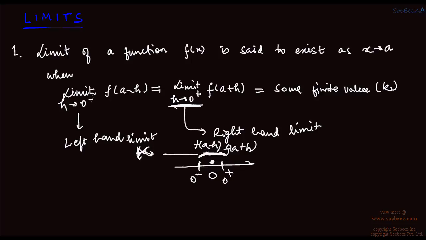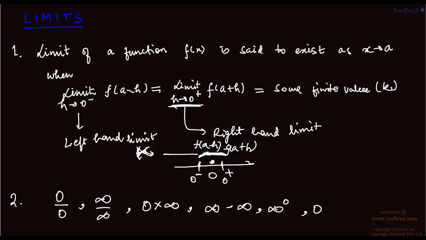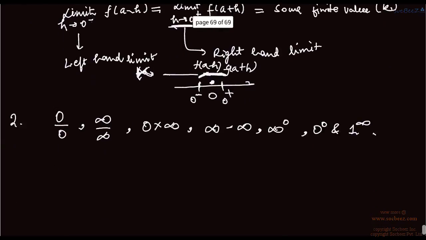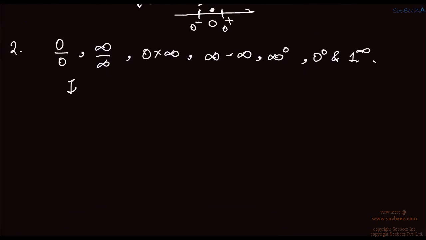Now, the second point is indeterminate forms. There are 7 indeterminate forms. First of them is 0 by 0, infinity by infinity, 0 into infinity, infinity minus infinity, infinity to the power 0, 0 to the power 0, and 1 to the power infinity. These are the 7 indeterminate forms. Let me write it: indeterminate forms which we come across in limits.